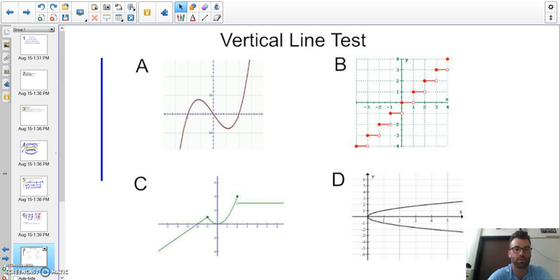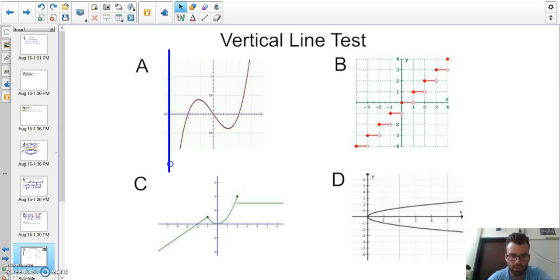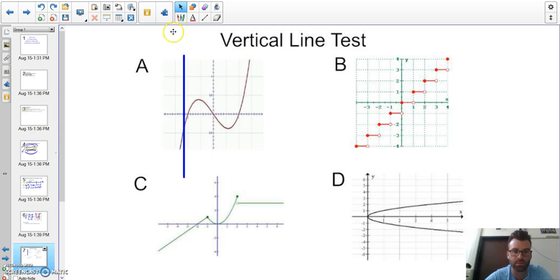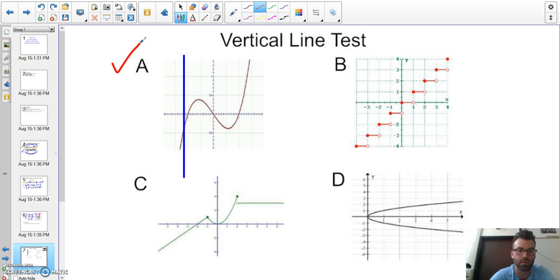All right, so here we go. Let's try these, using the vertical line test. A. Does blue meet purple? How many times? If you look at this graph of a cubic function, it passes the vertical line test. Blue only meets purple once, no matter where I slide it. So this would be a check.